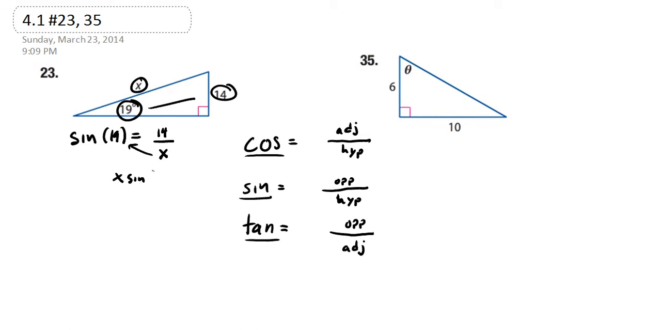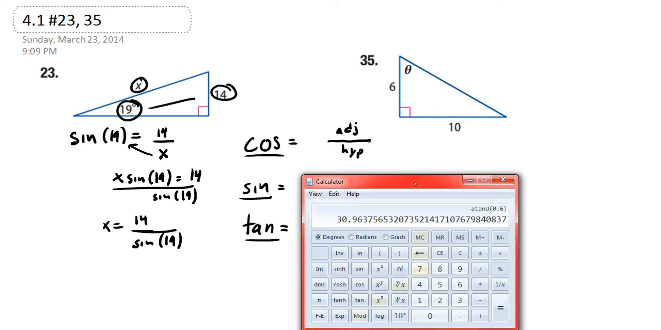x sine 19 equals 14, divided by sine of 19. x equals 14 over the sine of 19. We can take out a calculator and figure out what this actual value is.